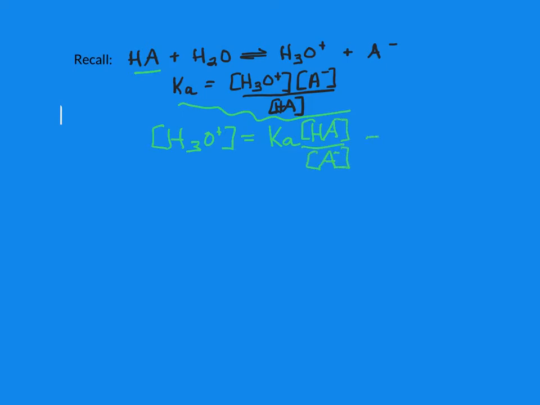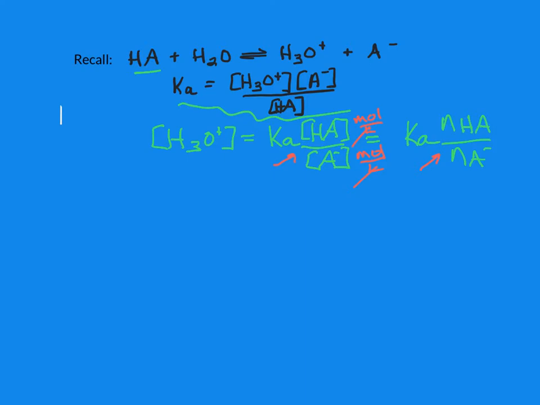We can also write this, if we want to, as Ka times the moles of acid over the moles of base. We can do this because concentration is moles per liter, and since it's in the same container, the liters are the same, so you can write it either as concentrations or as moles. It doesn't matter.